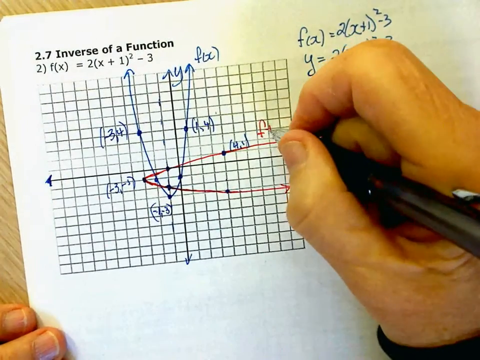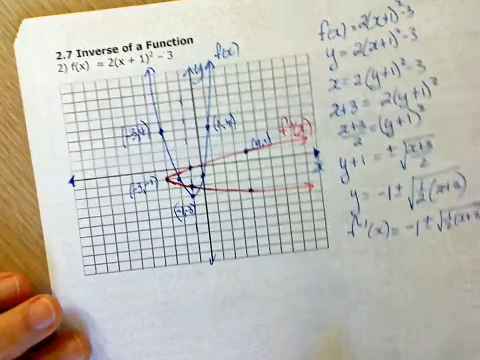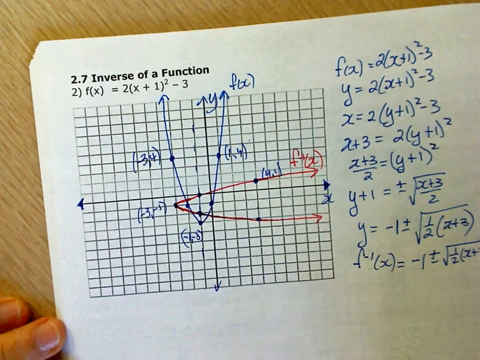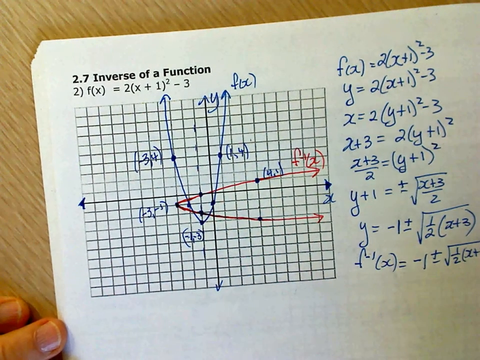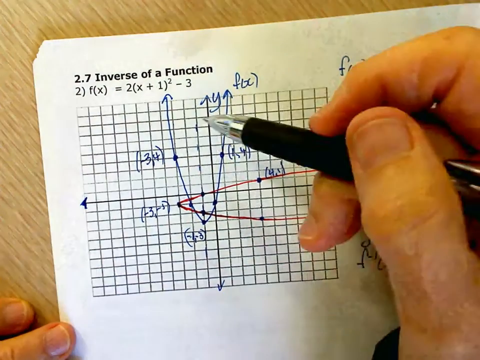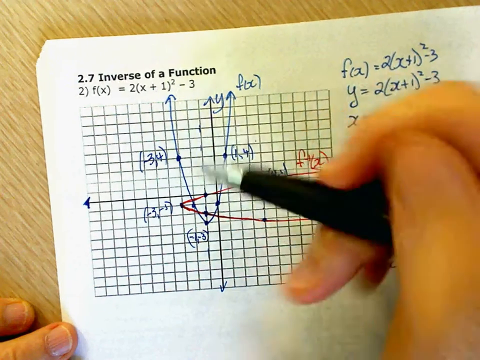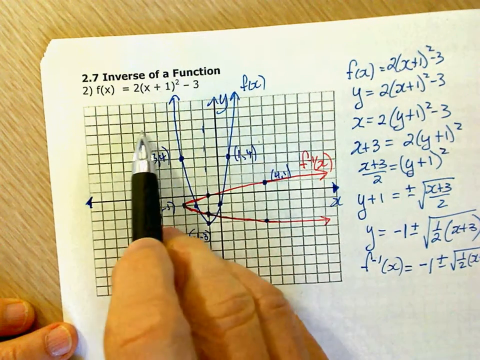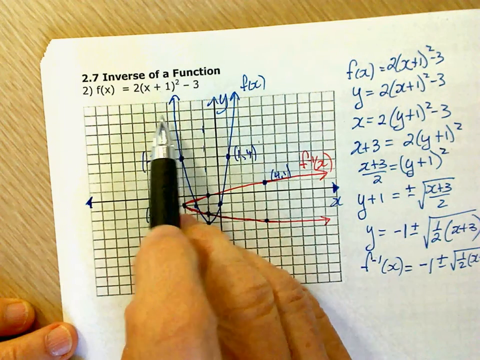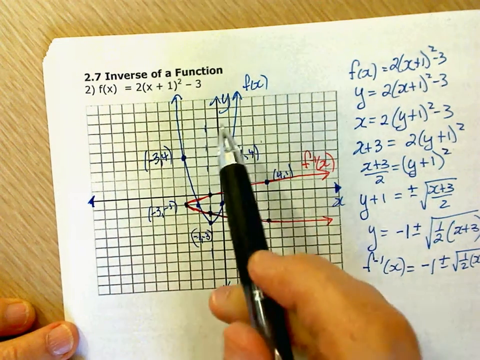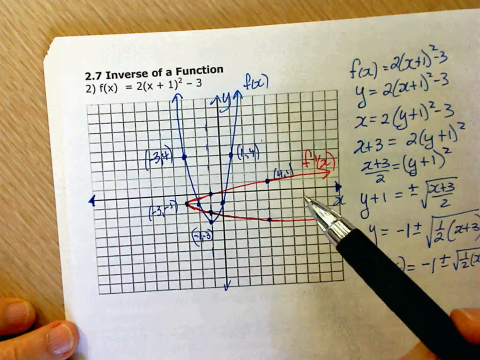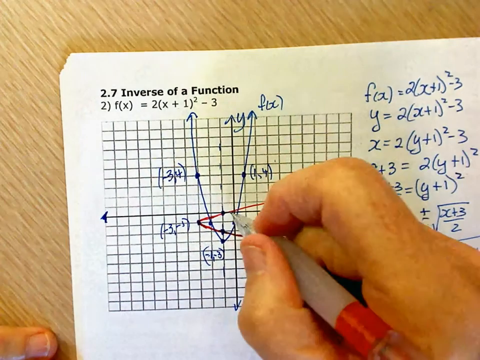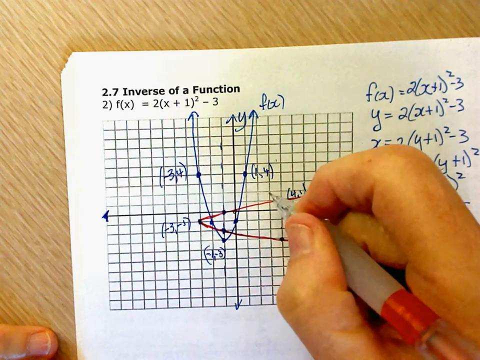So notice our inverse is not a function. If you notice, f of x passes the vertical line test, but f of x does not pass the horizontal line test. When we draw a horizontal line, it hits 2 points. So for that reason, the inverse is not a function. Let's draw our y equals x line.